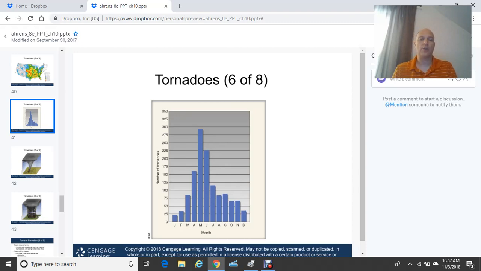And you notice how these bar graphs drop off in the winter months. We just don't have the clash of the air masses as much anymore. We have much colder air pouring south out of Canada at this time, so the instability is not as great during the winter months. So your tornado numbers are much lower.